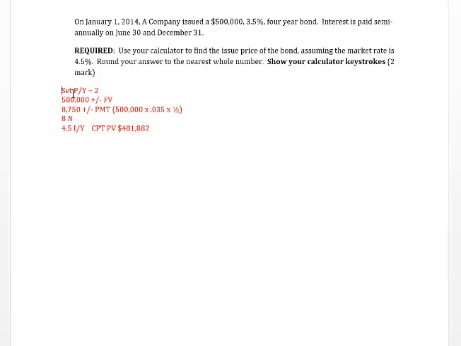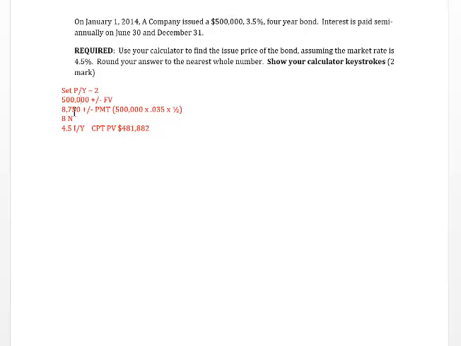So the first thing I always advise students to do is to set your P/Y to 2. P/Y stands for payments per year. And we know that you're going to get semi-annual payments, twice a year, June 30th and December 31st. We know that the face value of what the investors are going to get back from the issuer at the end of 4 years is 500,000.